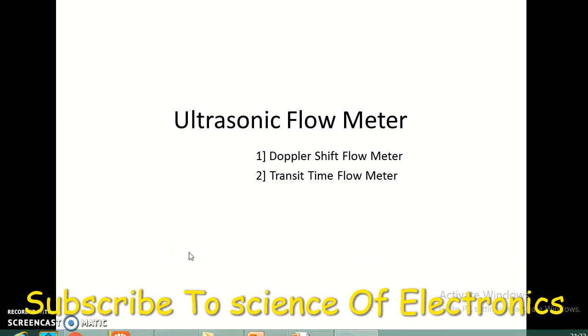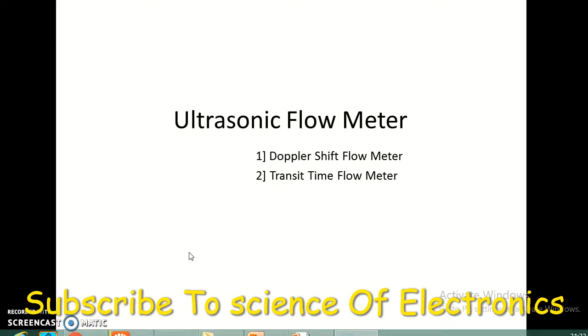Let us see the working of the ultrasonic flow meter. An ultrasonic flow meter is also a flow meter which measures volumetric flow rate. Volumetric flow rate we have already seen, measured using an electromagnetic flow meter or a rotameter, as we saw in previous videos. Ultrasonic flow meters are of two types: Doppler shift and transit time.